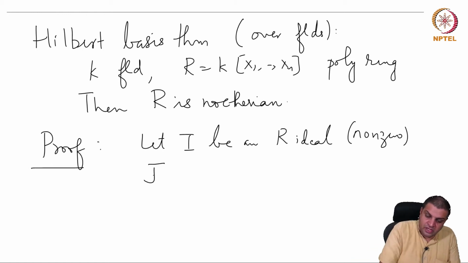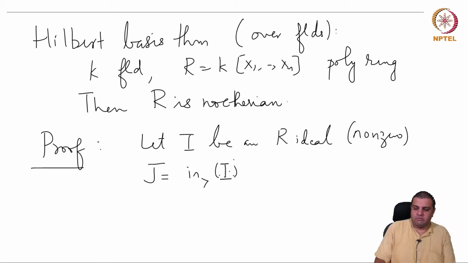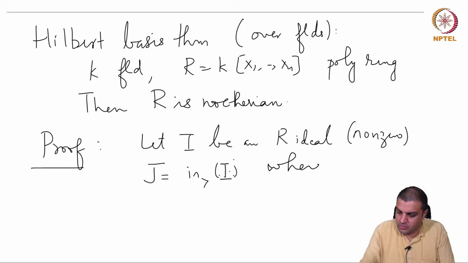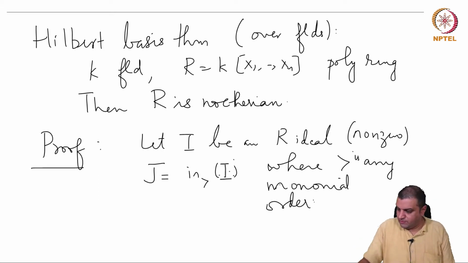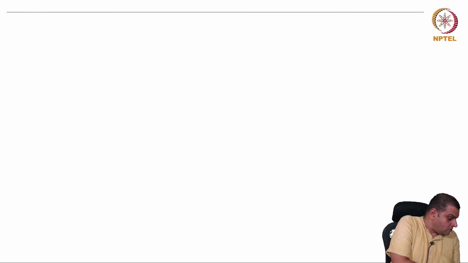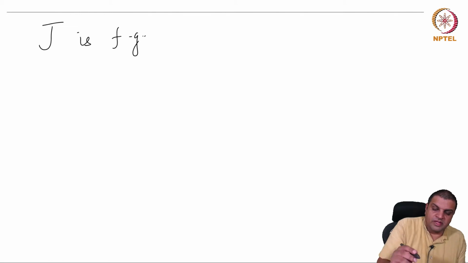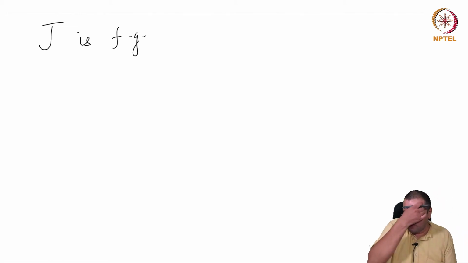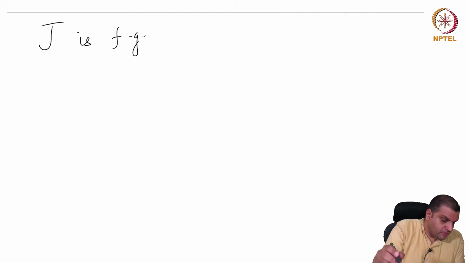We define J to be the initial ideal of I, of R, where this is any monomial order. It doesn't matter for this proof what that is. Now, J is finitely generated. We have seen that all monomial ideals are finitely generated as a consequence of Dickson's lemma.